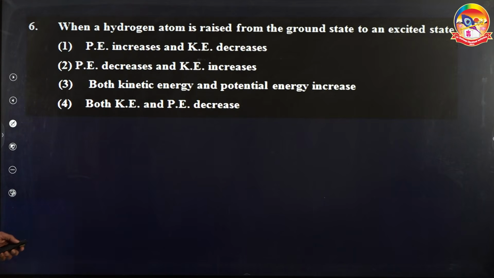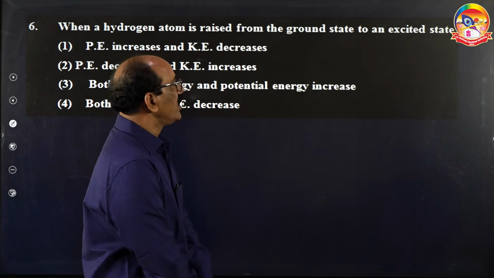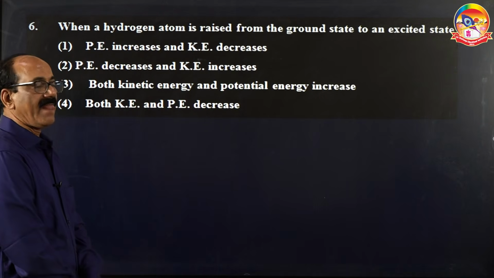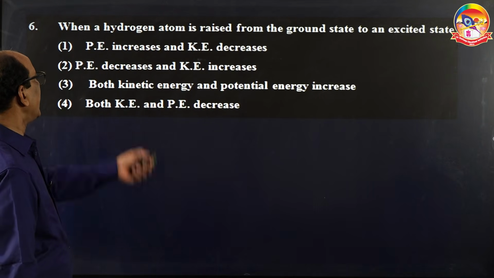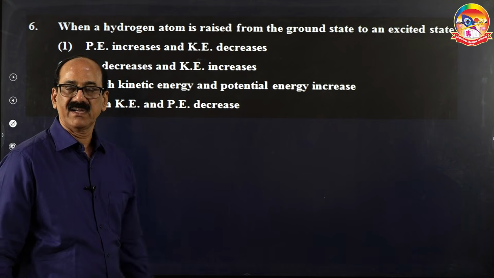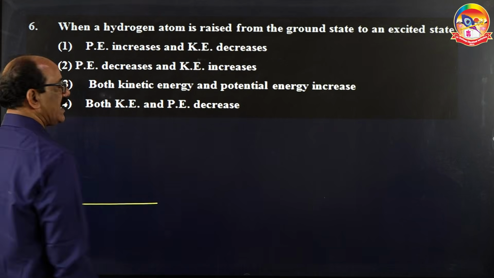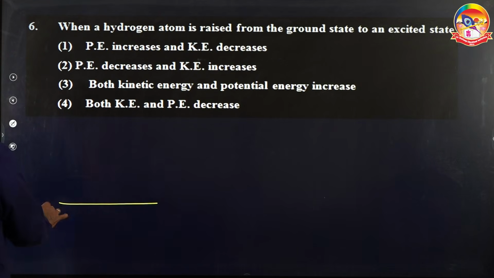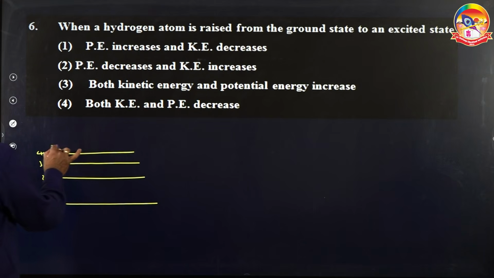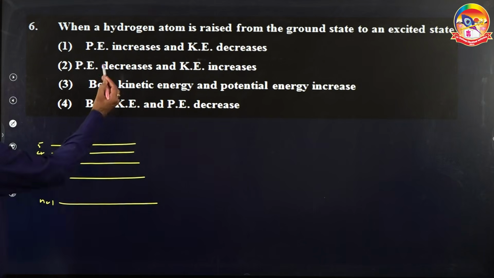Then, if you go to the next one: when a hydrogen atom is raised from the ground state to an excited state, what happens to its potential energy, kinetic energy, total energy, etc., is a very, very familiar fact. Let us recall the energy level diagram. These are the energy levels. This is principal quantum number 1, this is 2, this is 3, 4, 5, you can go on writing it.